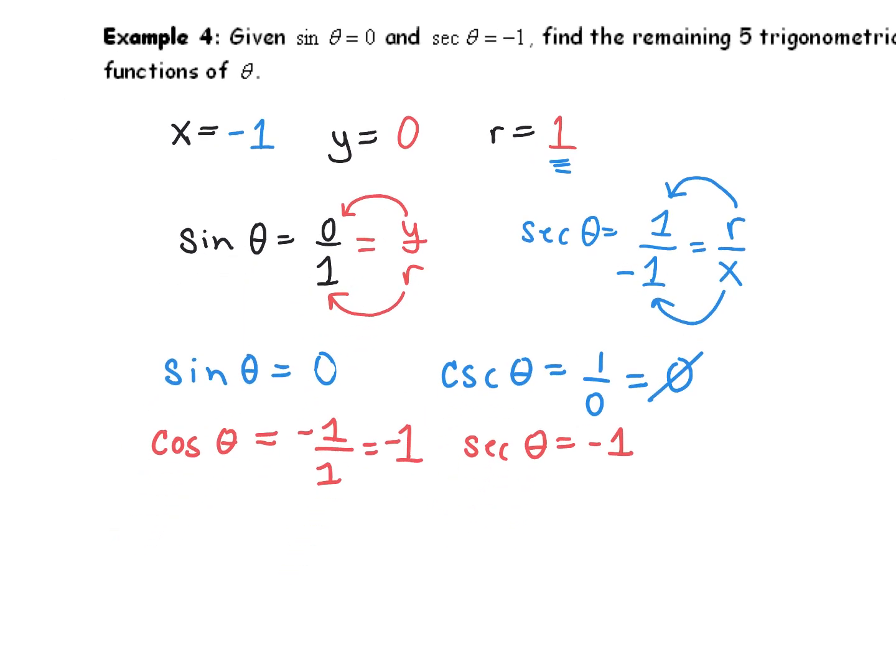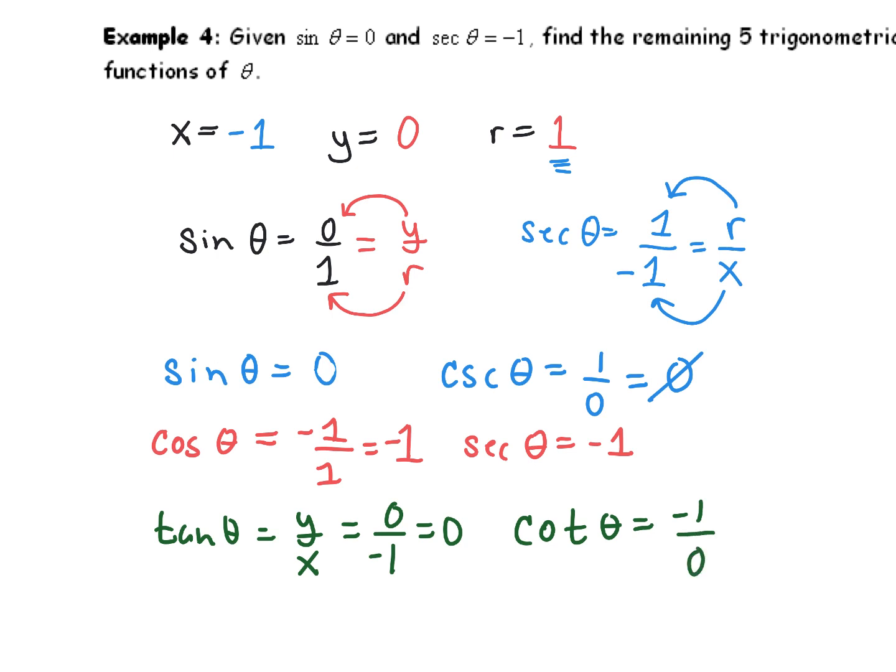And last but not least, the tangent of theta is y over x. So if y is 0 and x is -1, tangent is 0. If you flip that to get your cotangent, well, then you're looking at -1 over 0, and that spells no, you can't have that. You can't divide by 0, so that's undefined. So remember, a number divided by 0 spells no, that is undefined. A 0 over a number, though, 0 over 1, that's 0. That's on the number line.